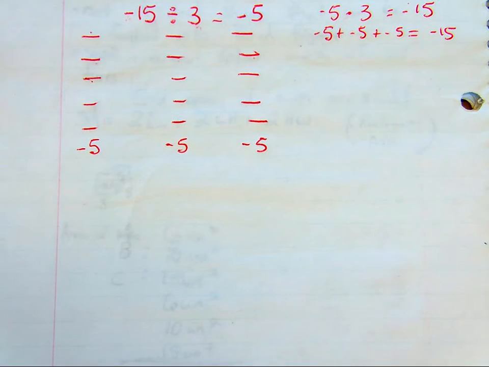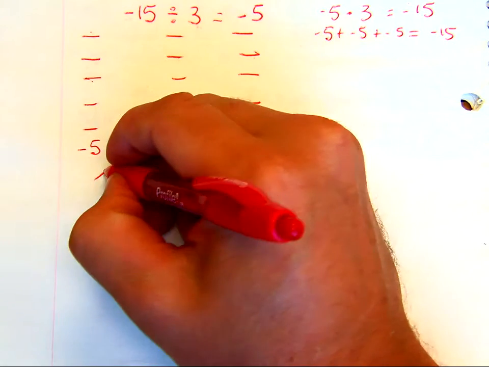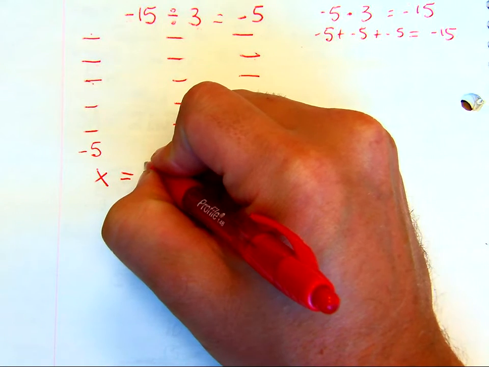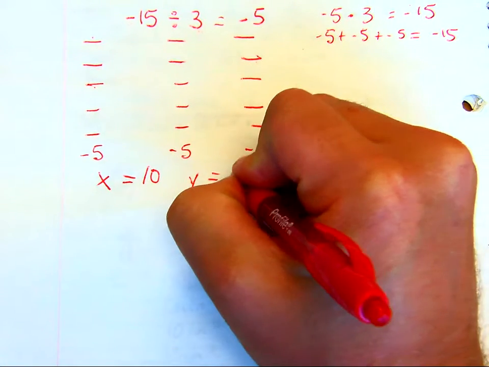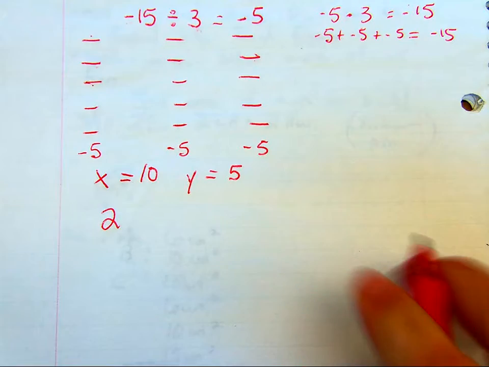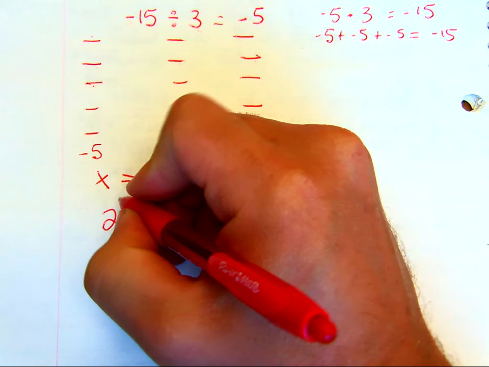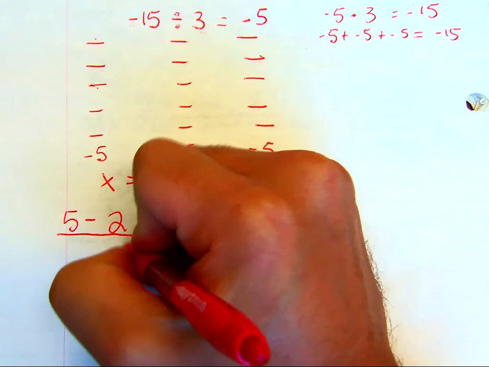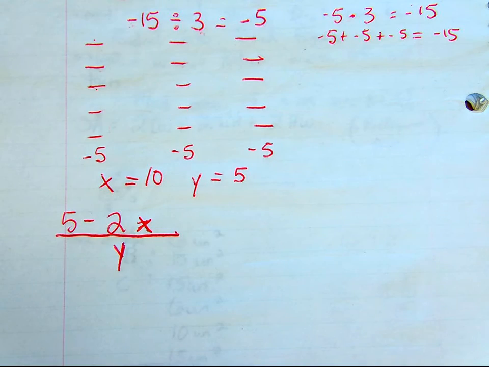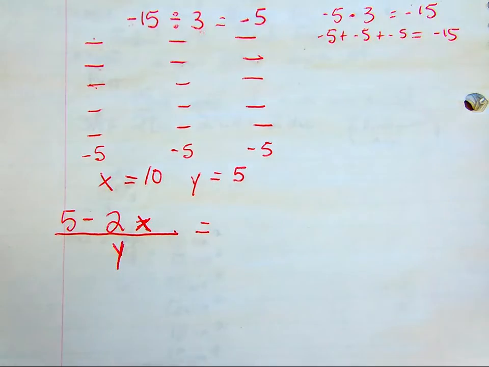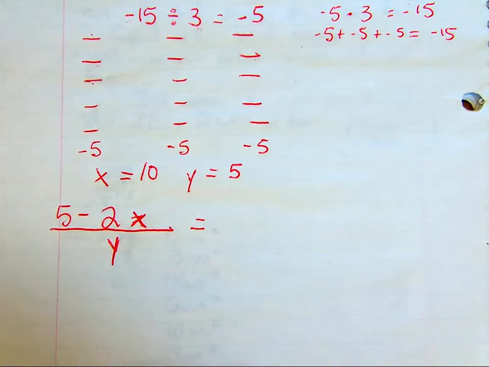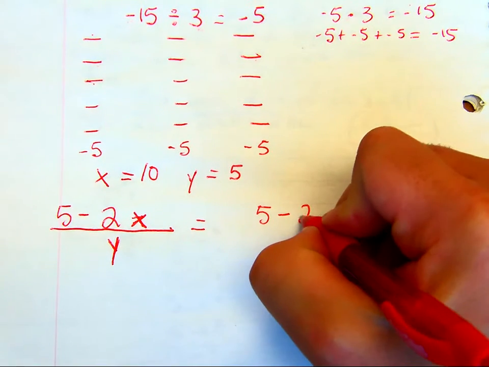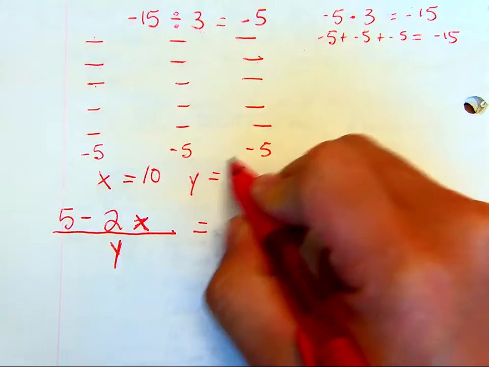Alright, and I want to get into just a little bit of applying that. So if x was, we'll say, 10 and y is 5, and I had a problem like 5 minus 2x all divided by y. So the substitution problem means I'm going to have to plug this in. When the 2 is right next to the x, that means multiplication. So 5 minus 2 times x, that's what that's saying. And x is 10.